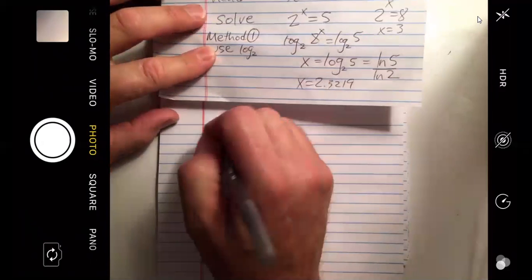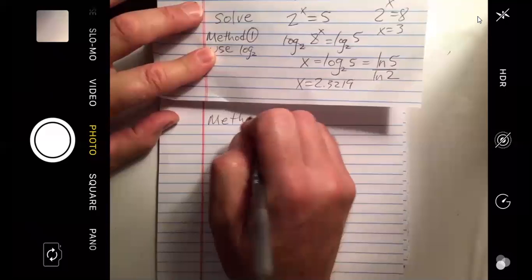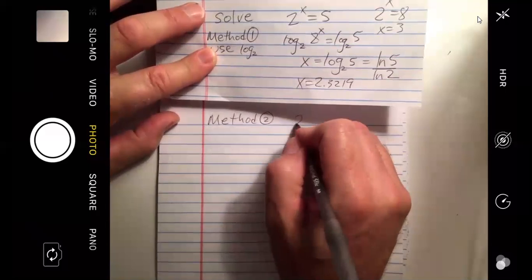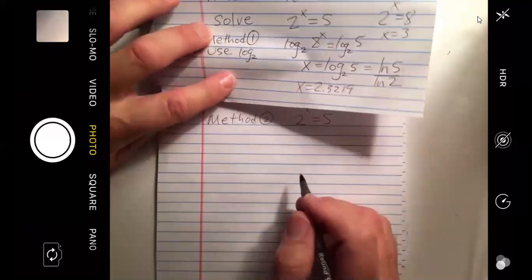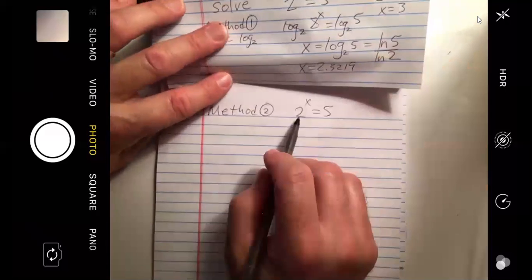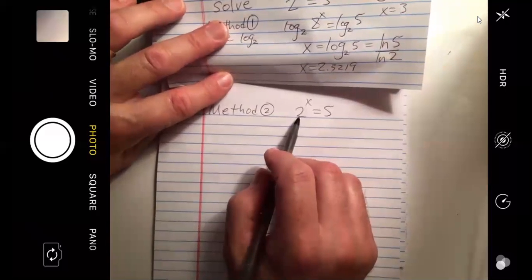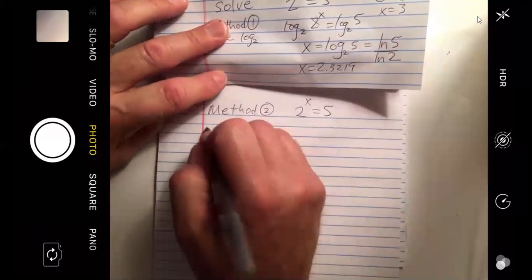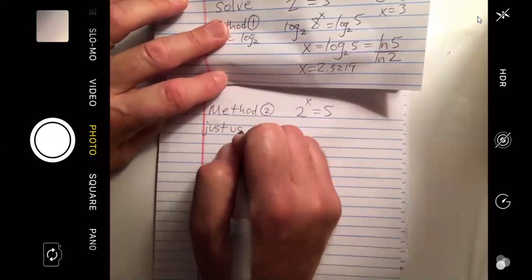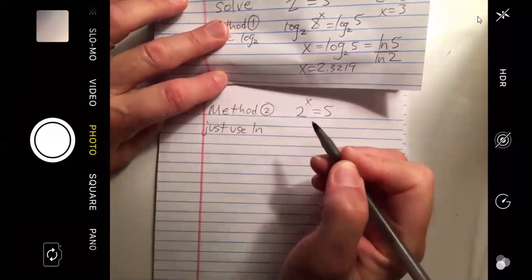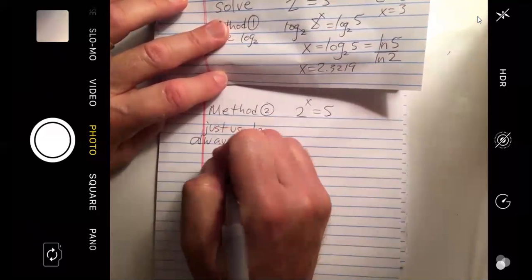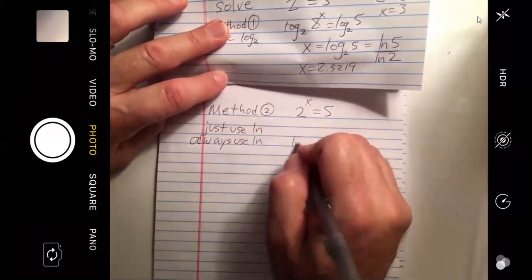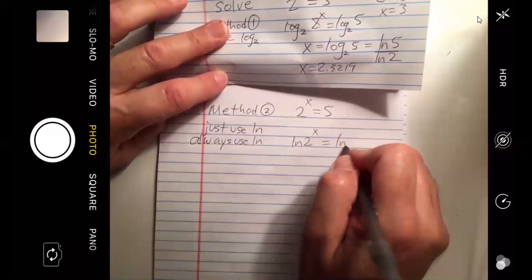Method 2. 2 to the x equals 5. There's an infinite number of bases in the world. There's a lot of people who throw up their hands. They don't want to use log base 2 or log base 7. Just use ln. Always use ln. So I have an ln of 2 to the x equal to an ln of 5.